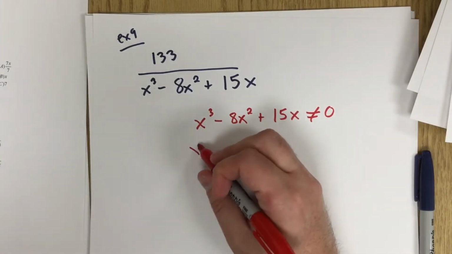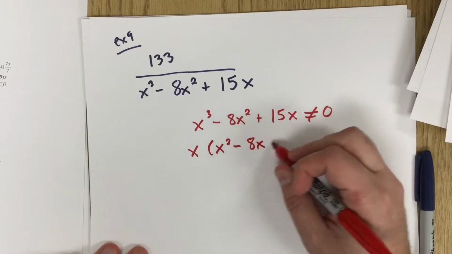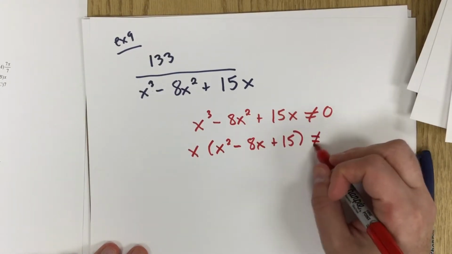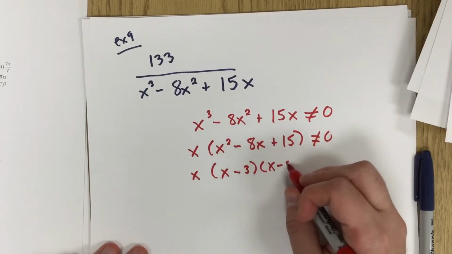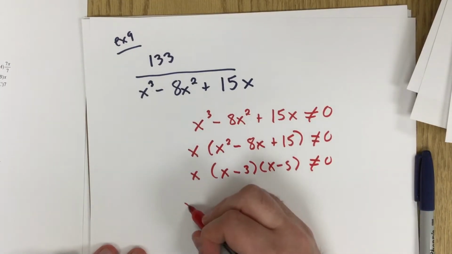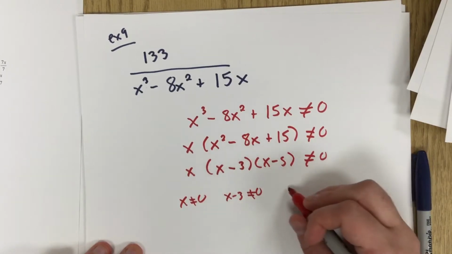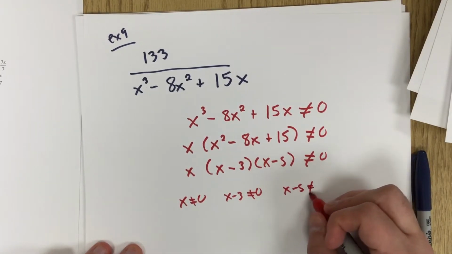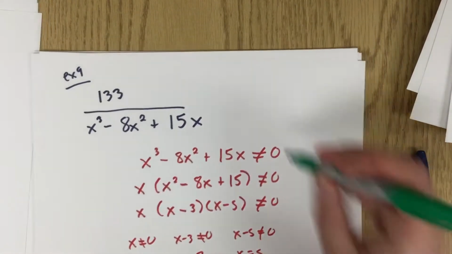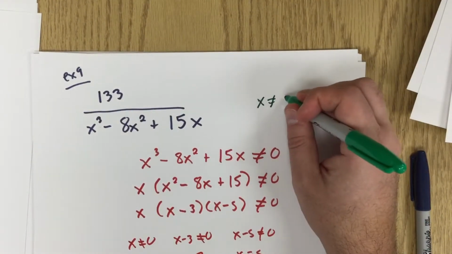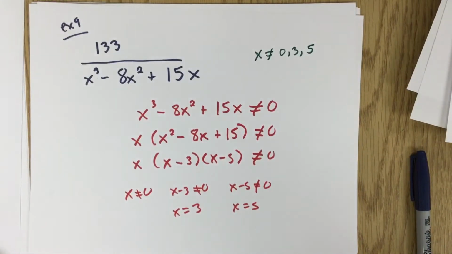So we know that we could common factor out an x. X squared minus 8x plus 15 cannot be 0. We'll factor this one. This would be minus 3 and minus 5. And we get x is not equal to 0, x minus 3 is not equal to 0, x minus 5 is not equal to 0. And this is 3 and this is 5. And summarizing, we're going to say that x cannot be 0 or 3 or 5. So we have a list of 3 things that x cannot be.